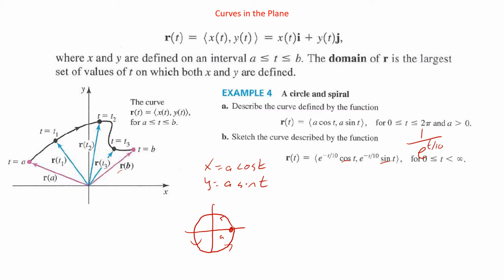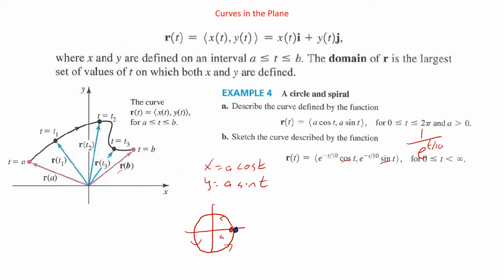That's going to change as t increases. So if we wanted to start out, we'd start out at 0. Well, e to the 0 is 1. So this would be 1 cosine t, 1 sine t. So that's just going to be at the point 1. We'll use the same drawing here.